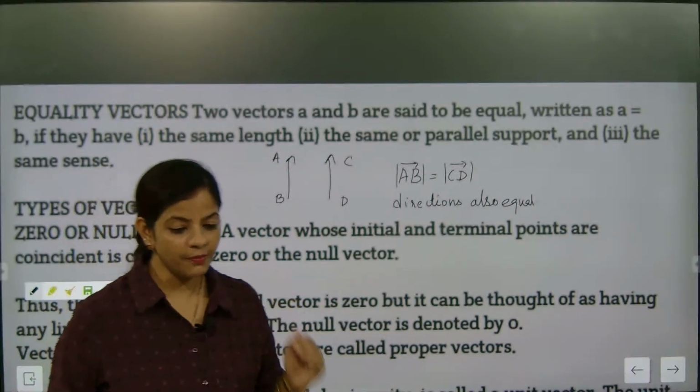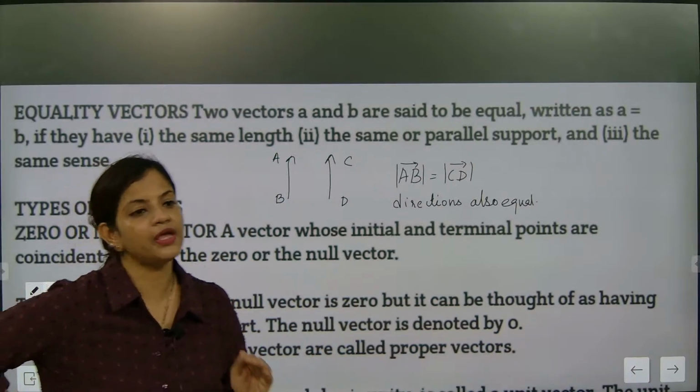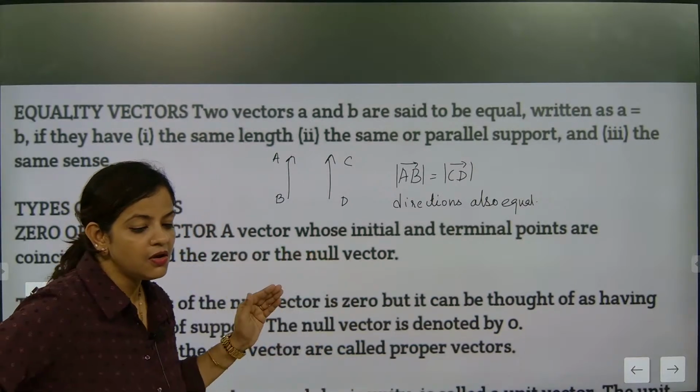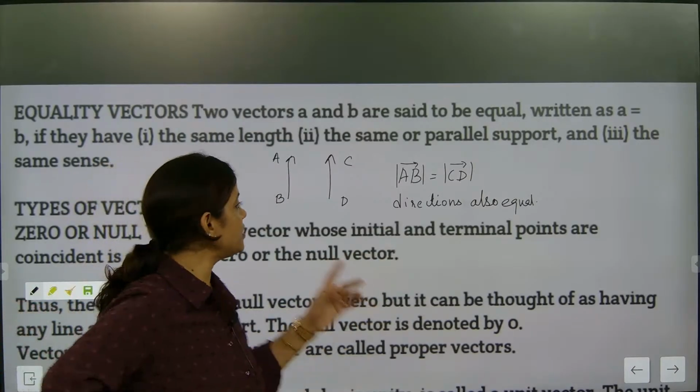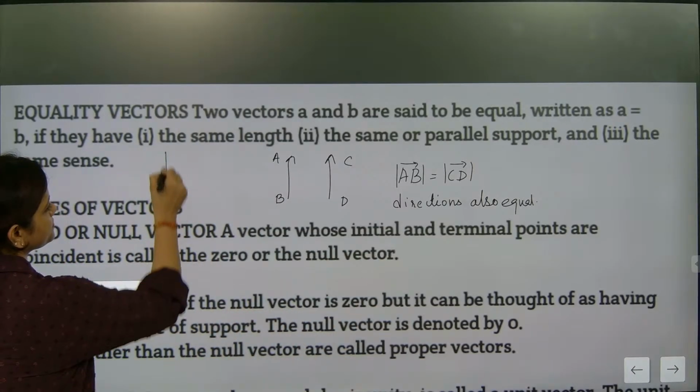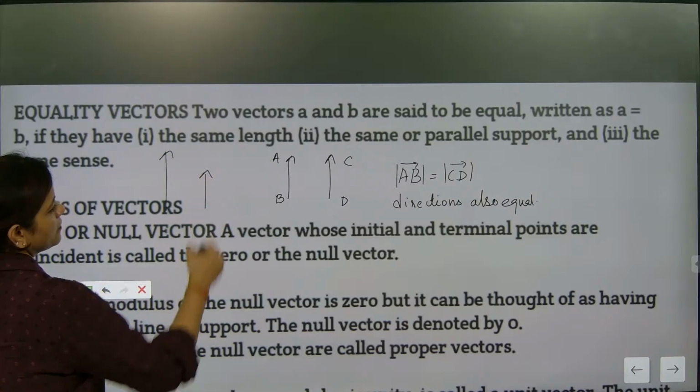If somebody asks you these questions, will you be able to answer what is the meaning of equivalent vectors and what is the meaning of equal vectors? So beta, if I take it like this, are they equal?